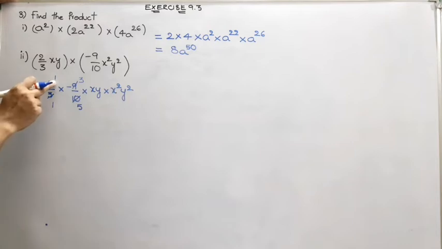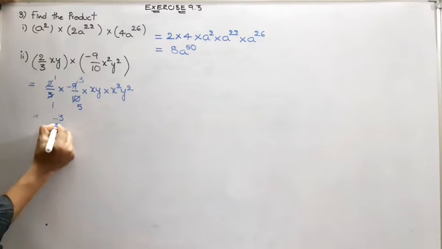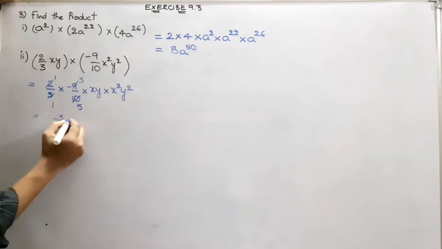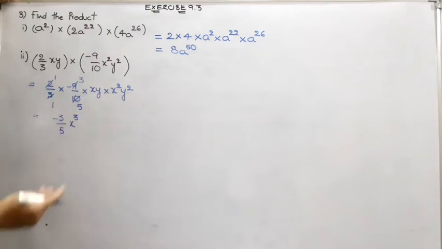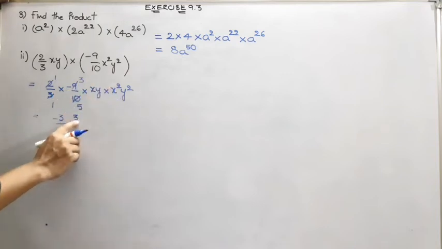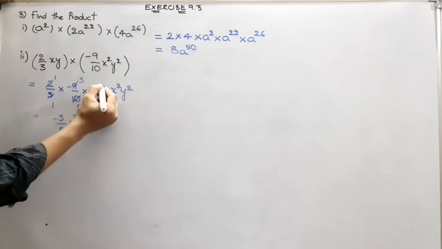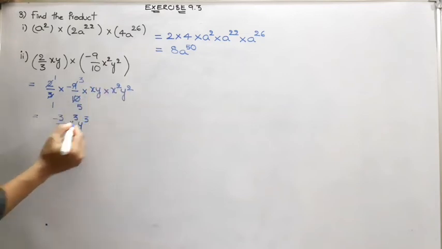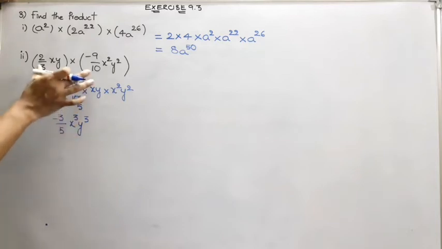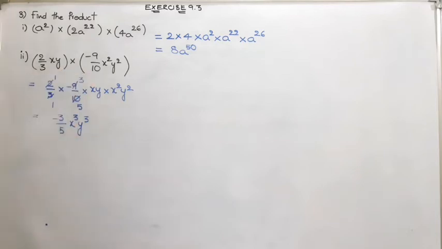So what is the leftover numerical quotient now? 1 into minus 3, which is minus 3, by 1 into 5, which is 5. Now the algebraic terms, x multiplied by x square, which gives us x cube. As you know, here if there is no power, we'll take 1. 1 plus 2 gives us 3. Now the y term, y, if there is no power, we'll take 1. 1 plus 2, 3. So minus 3 by 5 x cube y cube is the result of this product. So take the third one and fourth one of this Roman as homework.